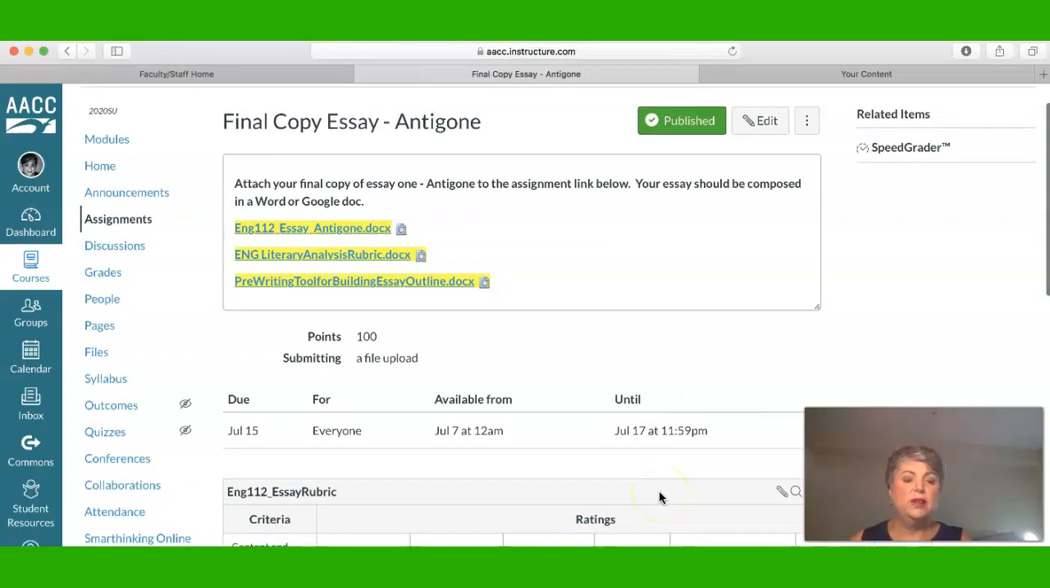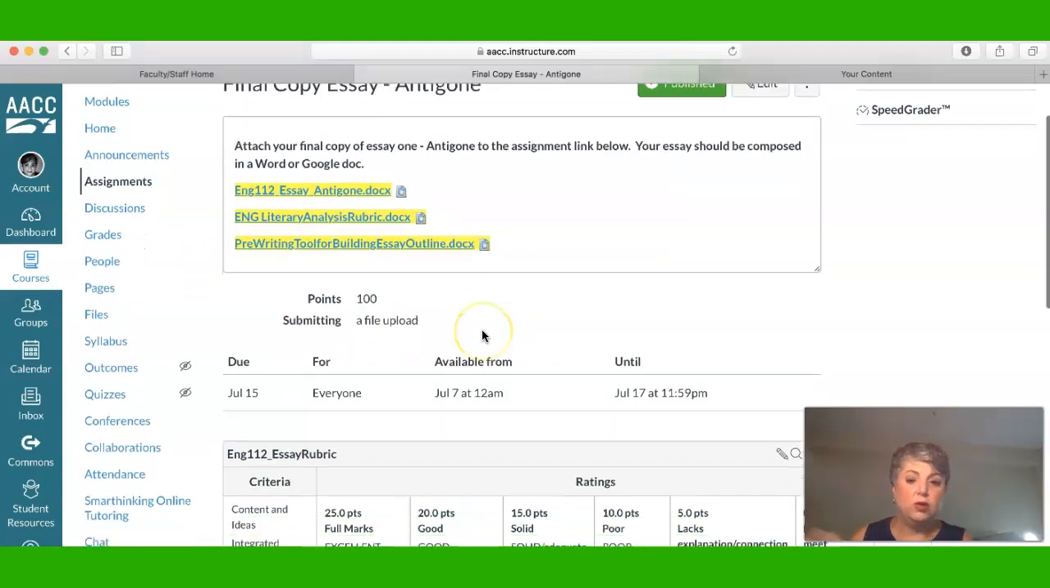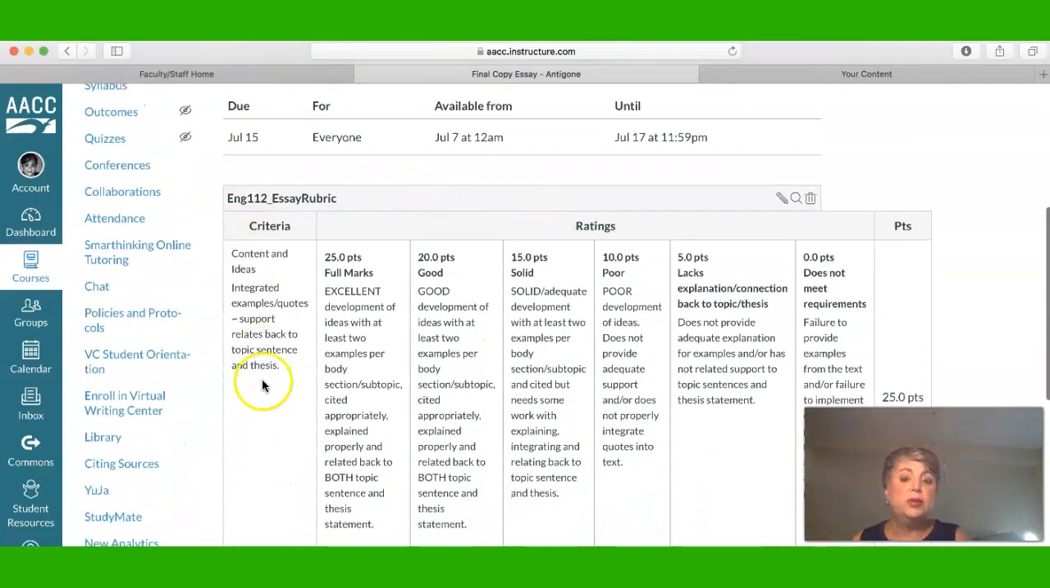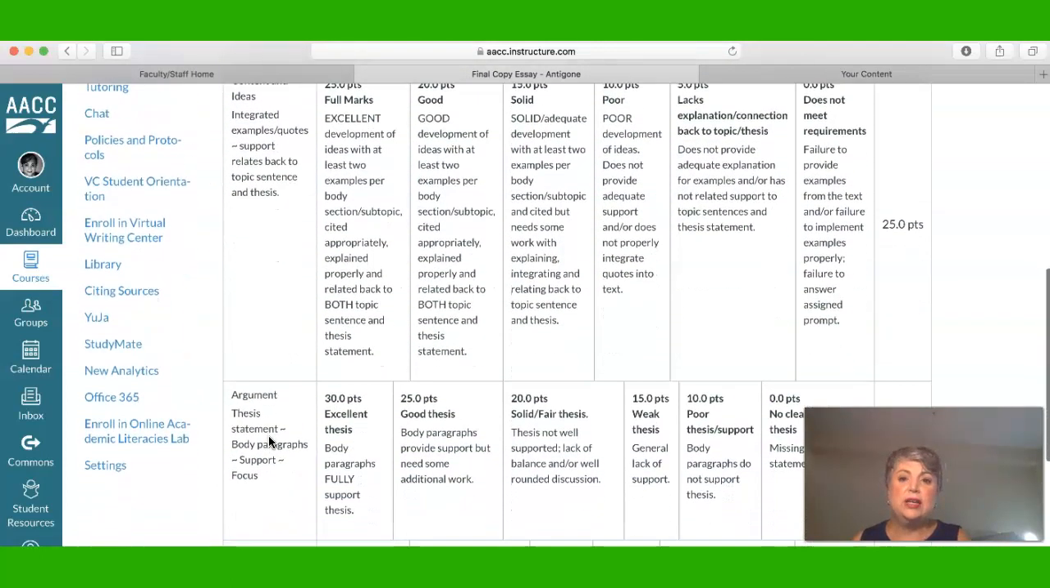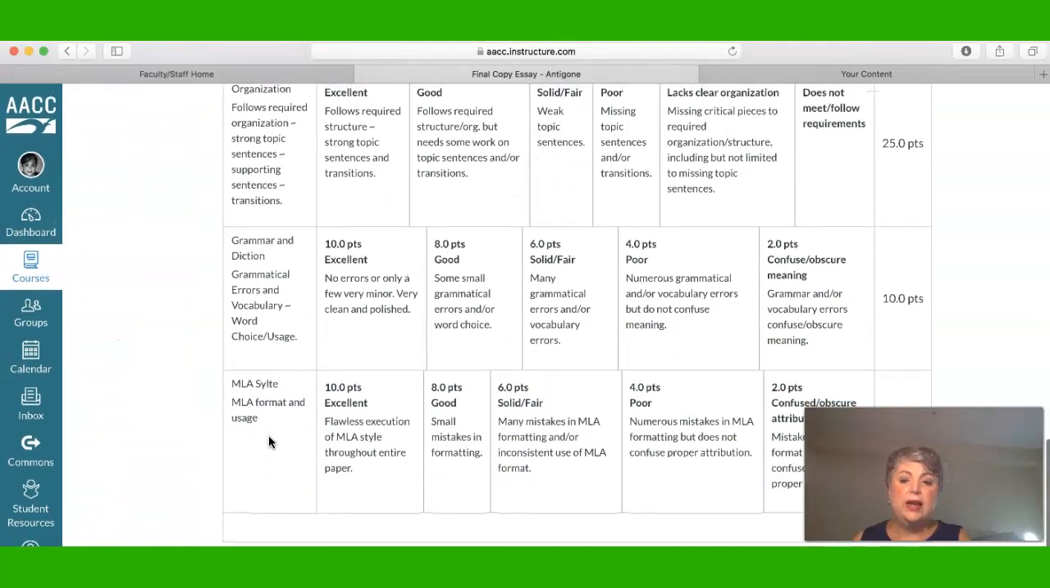And here we go. This is the end of our module, the culminating writing project, which is your final copy of Antigone, your first essay. Here are some links to the assignment sheet description, the rubric, and the outline that you need to follow in formatting and organizing your paper. 100 points, 10% of your overall grade. And then again, here's the rubric again, right? So take another look at this rubric. And this kind of helps tie it all together.